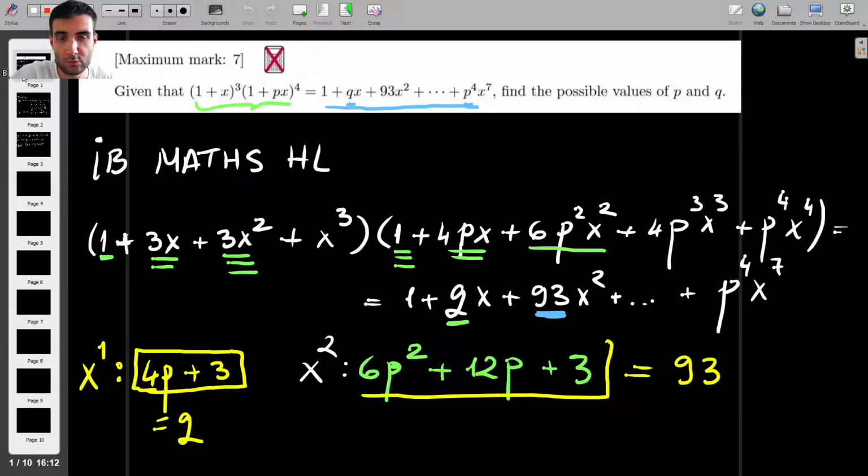One note: you are not actually allowed to use a calculator for this question. So this is one of the approaches that you can take, and that's the end of the question.